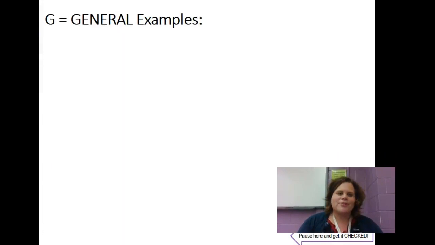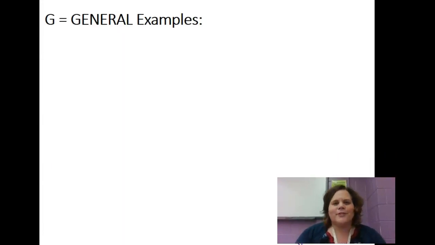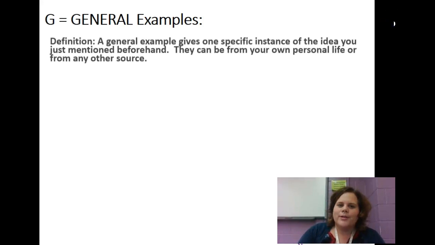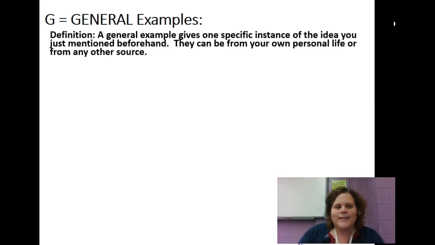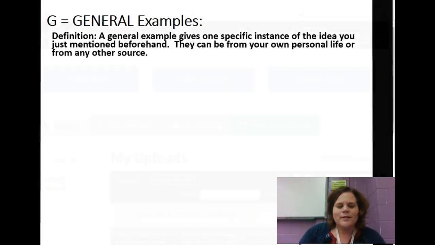If you're joining us, we're talking about general examples. So the C was clarification, the A was anecdote, which is a story, the G is general examples, the E is experiences. A general example gives one specific instance of the idea you just mentioned. So you have to say something and then give an example of it for it to be an example. They can be from your own personal life or from any other source. So you can have personal examples or global examples, doesn't matter.